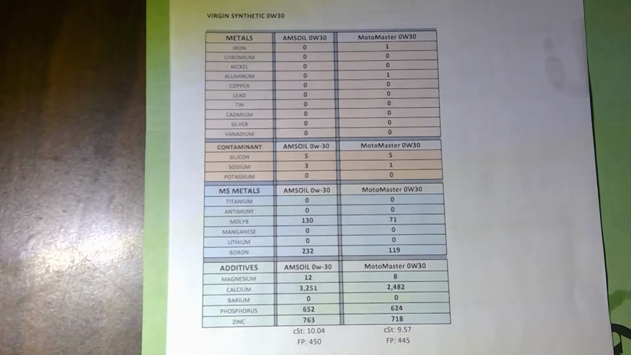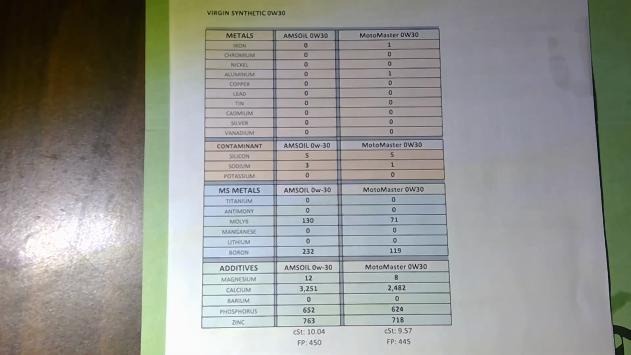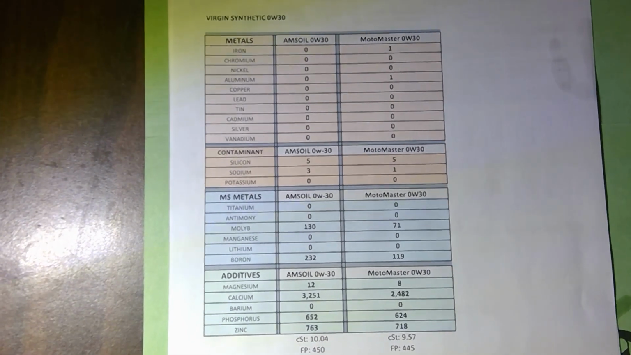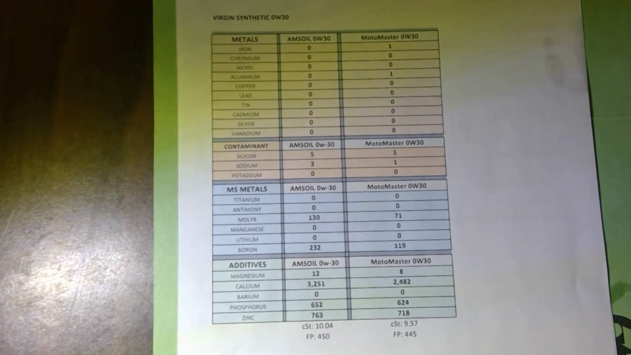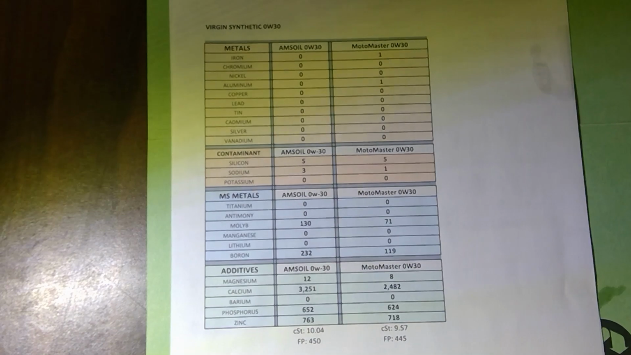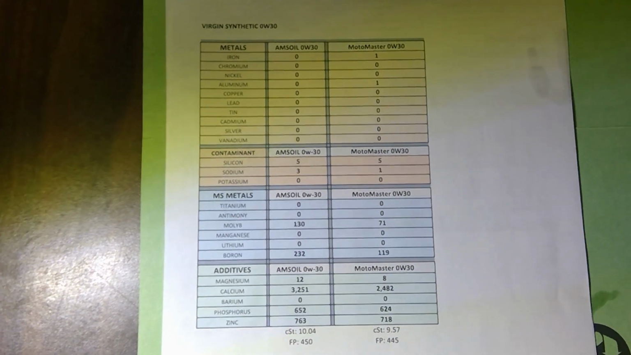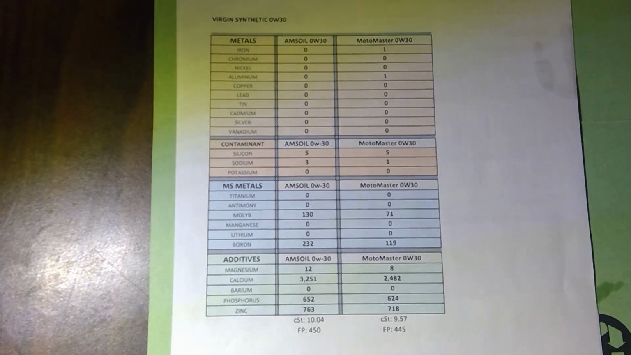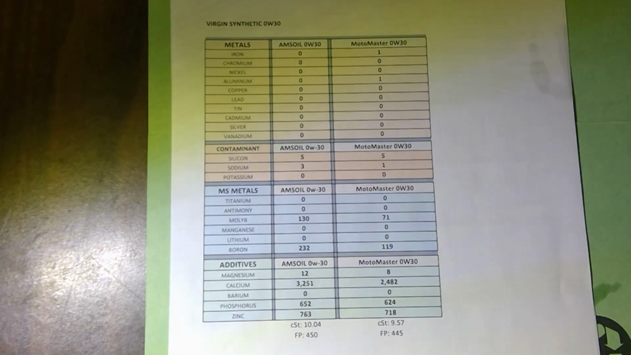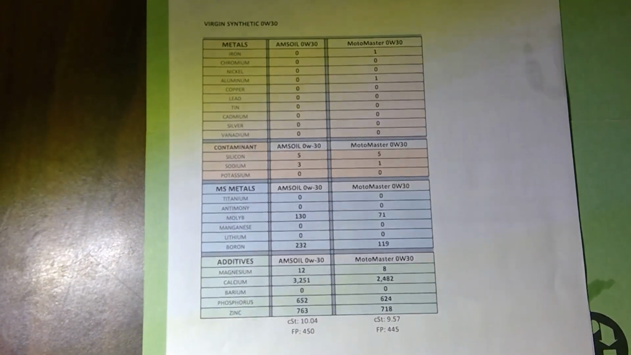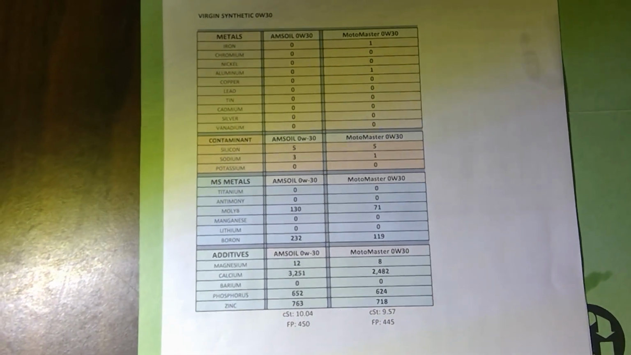Multi-source metals. All right, let's go directly to moly. AMSOIL with 130 and MotoMaster/Helix with 71. Boron, this is where AMSOIL takes the cake here, in my personal opinion, with 232 versus 119. So again, it's still very good. 119 boron, my hat to MotoMaster to import this oil, especially at the price they sell it when they put it on sale. Regarding the additives, magnesium pretty much at par with 12 versus 8.